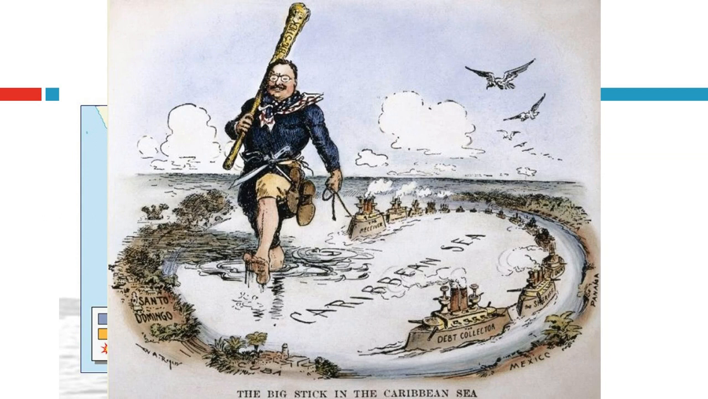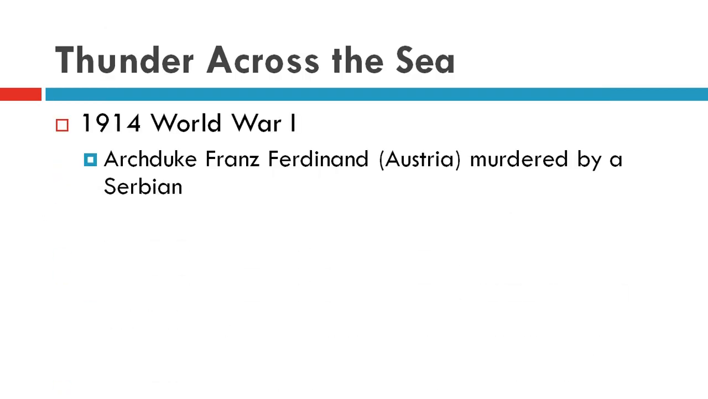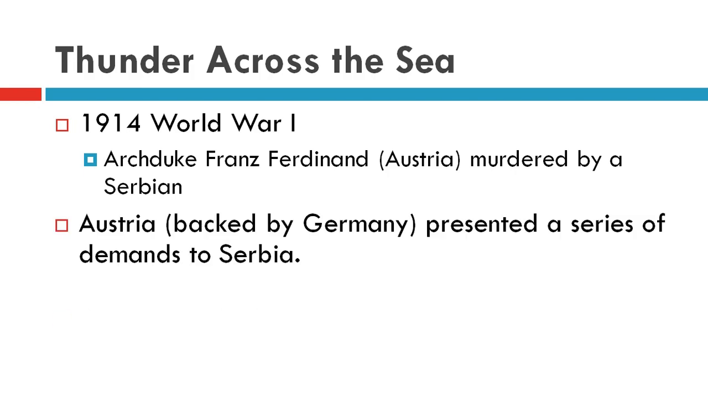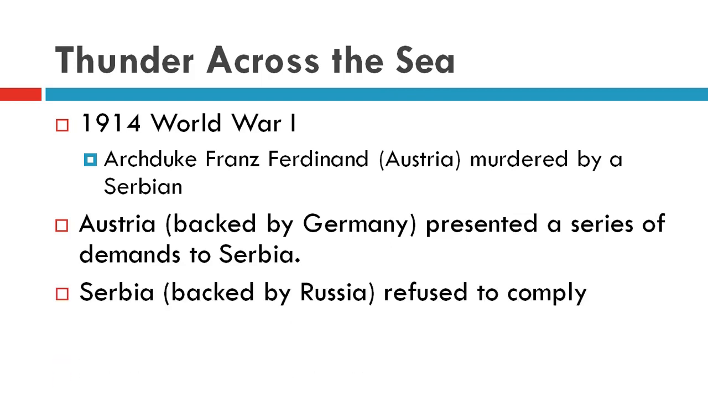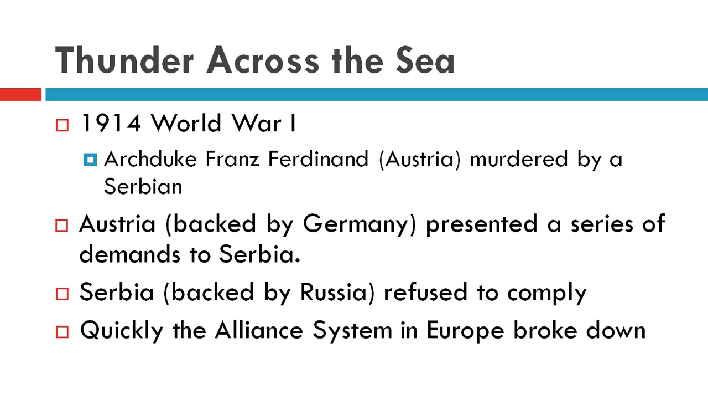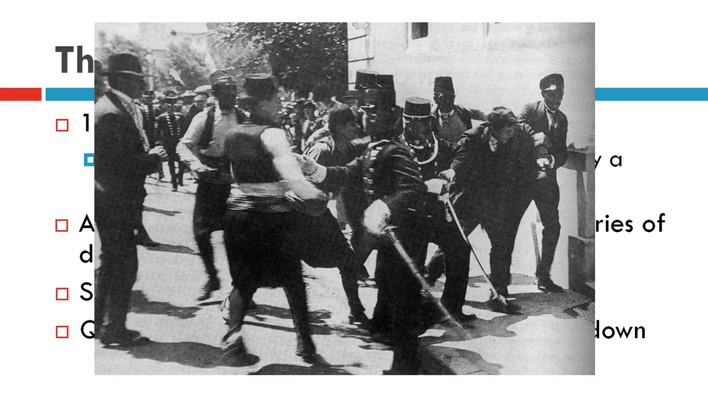It'll be fine. As I alluded to, World War I is beginning. In fact, 1914 it begins when the Archduke Franz Ferdinand of Austria was murdered by a Serbian. And Austria had the backing of Germany, and they presented Serbia a series of demands. And Serbia did not necessarily comply with those, and they had the backing of Russia. And this is that alliance system that I think you all are familiar with. And as you probably know, it quickly broke down as these countries began declaring war on one another. And soon enough, we have a full-out world war. Here is the moment of truth for poor Franz Ferdinand.